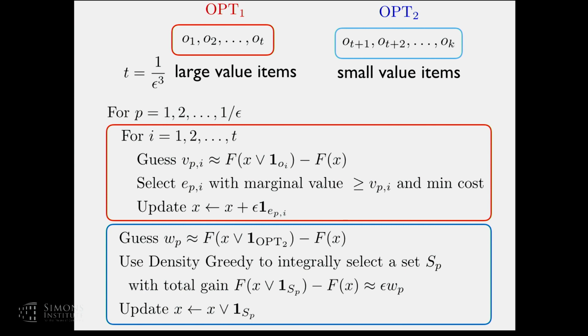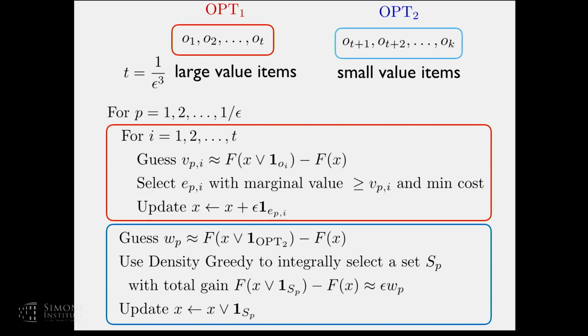So morally, this is the algorithm, with some minor details that I'm shoving under the rug for now. Okay, so does it make sense? We're fractionally packing items proportional to opt1 in this opt1 phase, and then we're packing items using density greedy integrally from then on. And we do this 1/epsilon times.